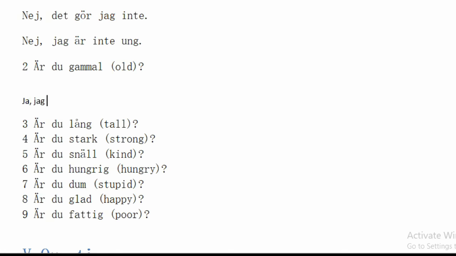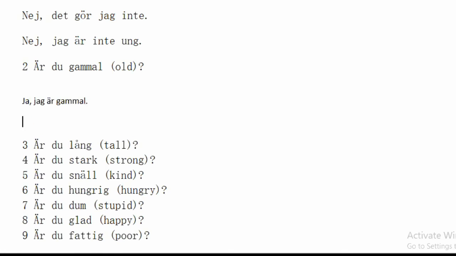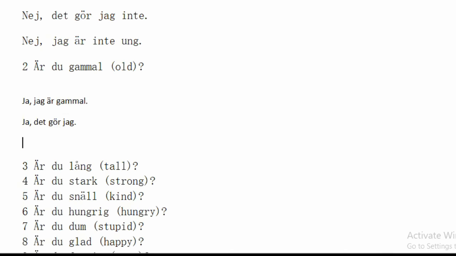Ja, jag är gammal. Yes, I am old. And if I want to answer this question with a short answer, I would write, ja, det är jag. Yes, I am. This is a short answer. Why is this short? Because I'm not using my verb here. This is my verb, so here I don't use this one. That's why this is my short answer. And you can also reply with a short negative answer. Here I write, nej, det är jag inte. No, I am not. That means I'm not old.